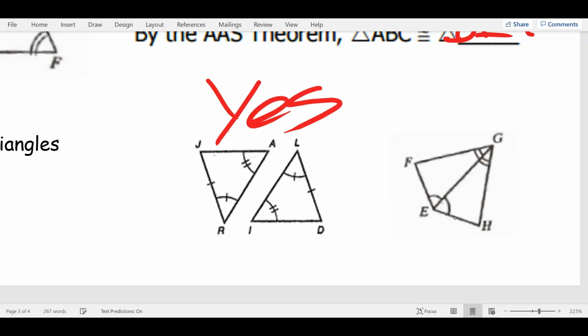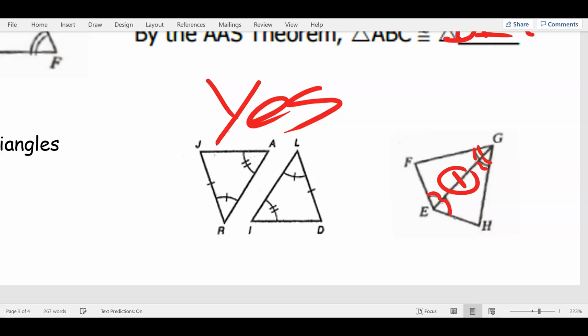What do I need to label on the next one? When they touch, you got to put a tick mark there, right? So what is this? Angle, what is that? Is it AAS? What is it instead? Yeah, this is angle, side, angle.